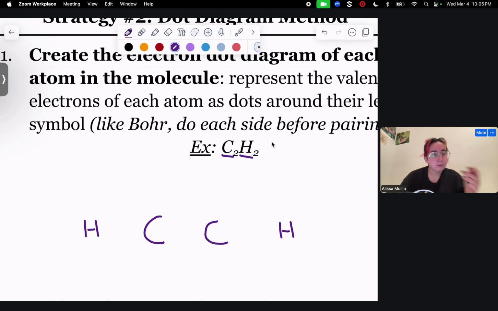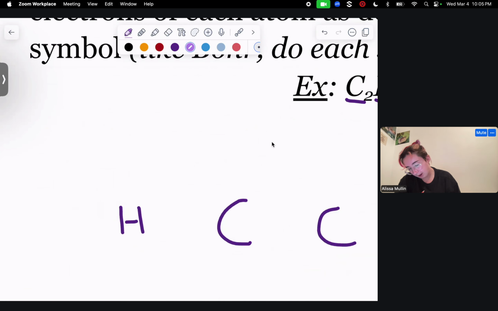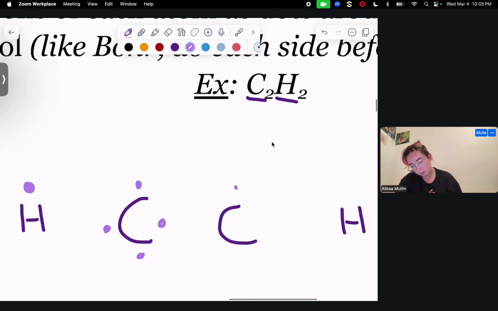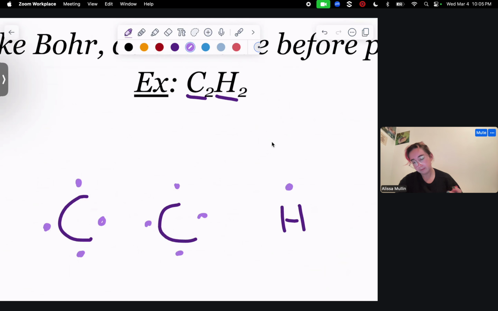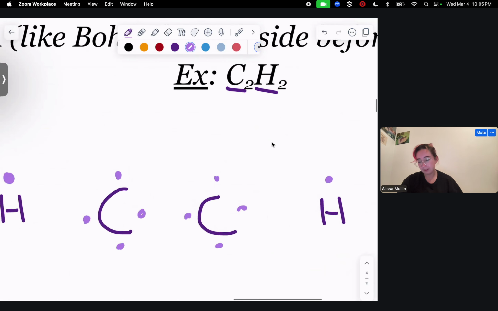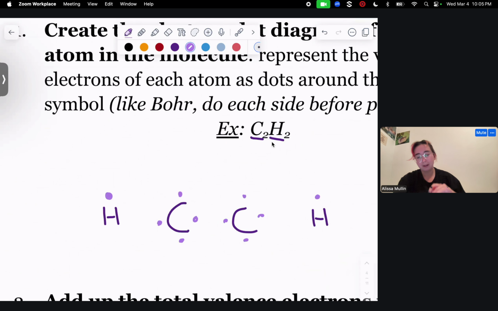So it's kind of like a Bohr model, but we're only looking at the outside. So let me do that. On my periodic table, I know hydrogen has 1. Carbon has 1, 2, 3, 4. Hydrogen has 1. So that's the first step. And again, I'm going to show it separately as we go.